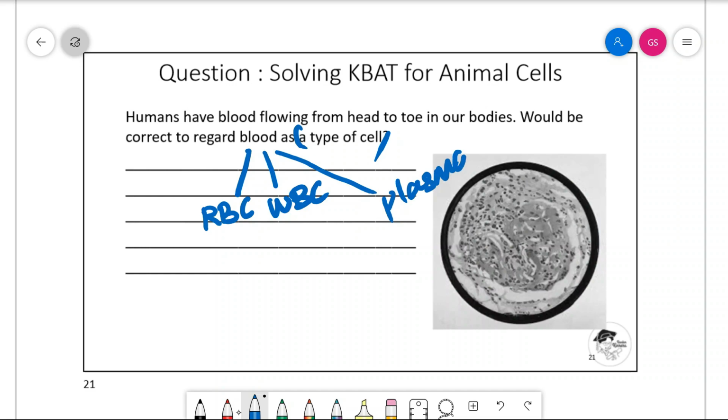So that means what? Darah ni bukan satu jenis sel. Ia merupakan satu campuran berbagai-bagai jenis sel. Correct or not? We have different types of cells that come together to make a mixture of different cells to become one type of tissue, what we call blood. So the answer, maksudnya apa? Blood is not a cell, okay?